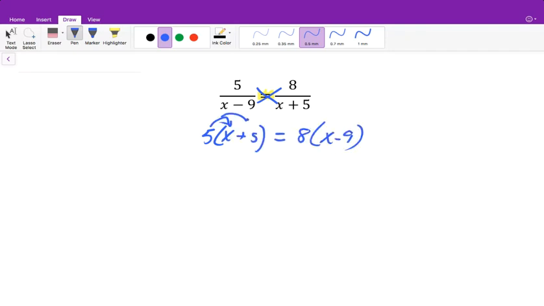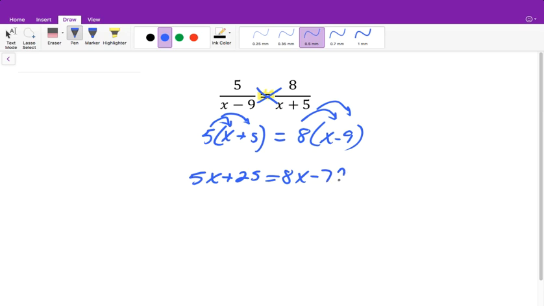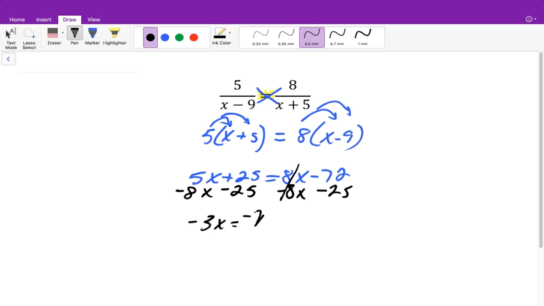So we can go ahead and distribute. So it's 5x plus 25. And we can distribute this one as well. So it's 8x minus 72. We need to move all of our x's to one side. So we'll move the 8x to the left side, and we'll move our constants to the other side. So it will give me negative 3x is equal to negative 97.